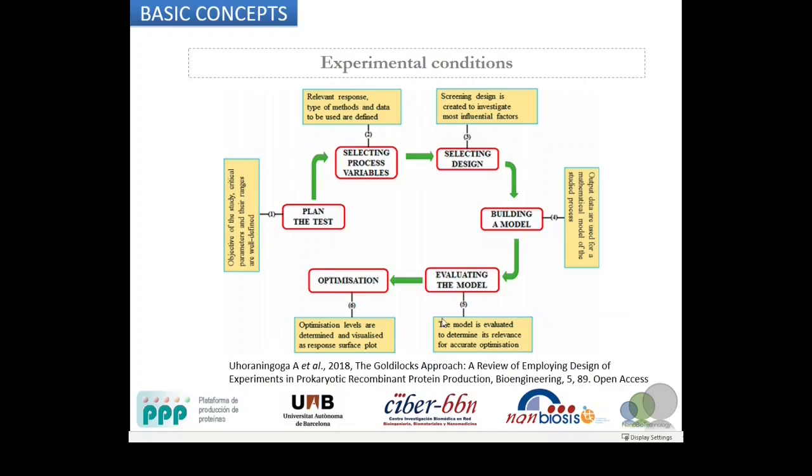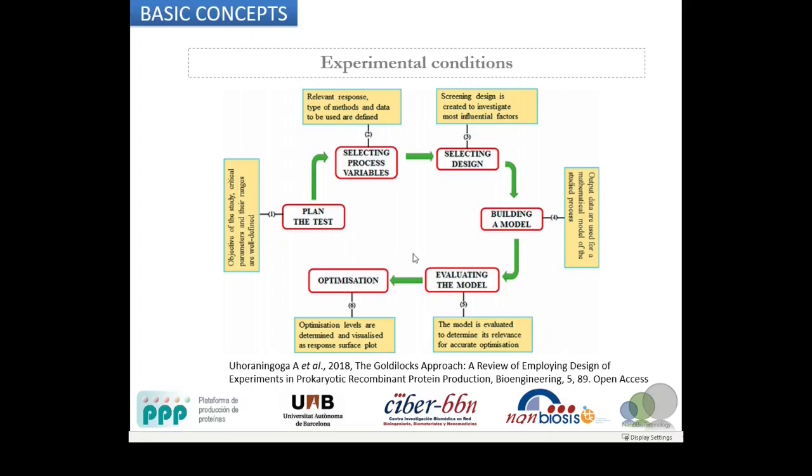Another point that it's important to take into consideration is the screening of cultivation conditions, of experimental conditions, and the optimization of those experimental conditions. So first of all, several conditions need to be set under different ranges, and then those variables need to be designed in order to build a model, and after building a model it needs to be evaluated, and from the evaluation it's possible to obtain the optimization.